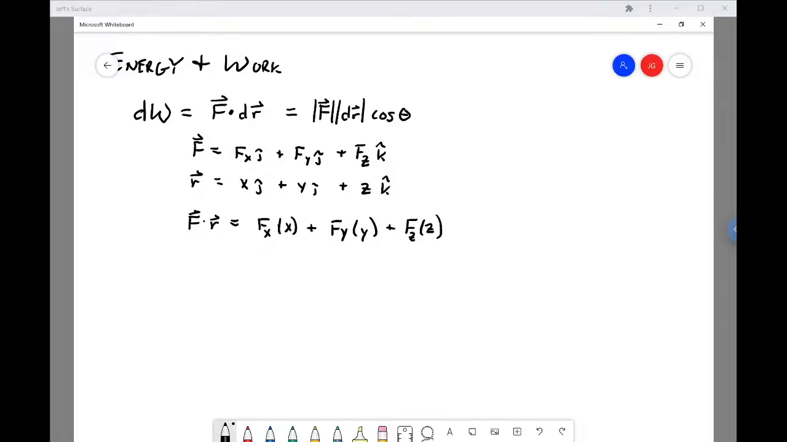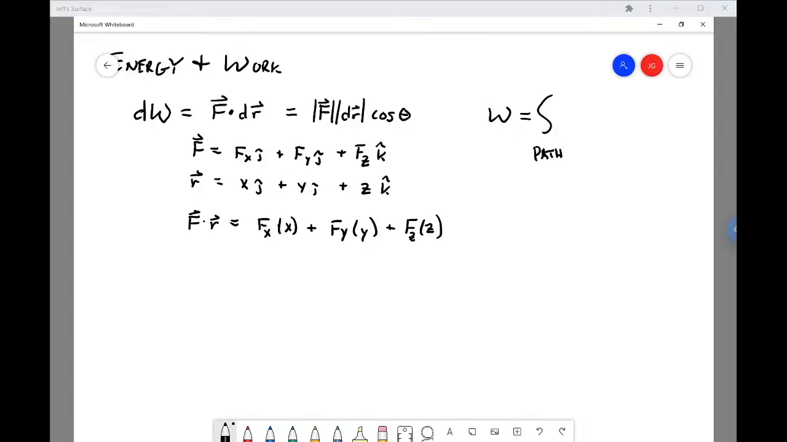All right, anyway, so if you have an infinitesimally small amount of work done from this infinitesimally small displacement dr, the total work that you would have over a path is an integral.